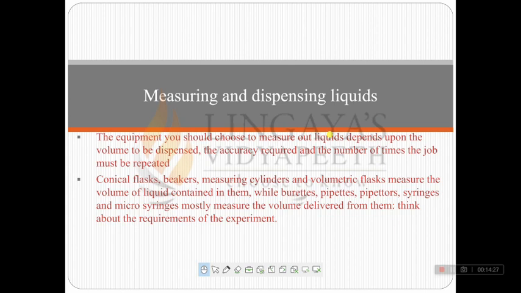Measuring and dispensing liquids. The equipment you should choose to measure out liquids depends upon the volume to be dispensed, the accuracy that is required, and the number of times the job has to be repeated. Conical flasks, beakers, measuring cylinders, and volumetric flasks measure the volume of liquid contained in them, while burettes, pipettes, pipettors, syringes, and micro syringes mostly measure the volume delivered from them. So you have to always keep in mind which kind of equipment has to be used for what kind of action.